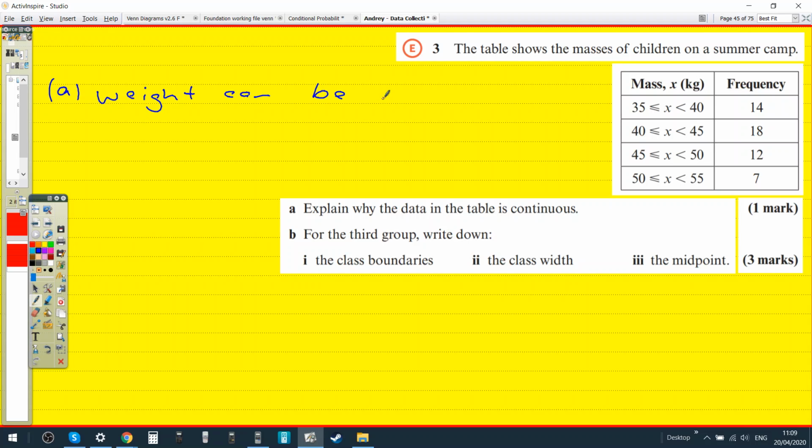Oh, weight can be like exact. Oh, it can be measured more closely. Yes. So weight can be measured more accurately. I'm not sure if that's the best way to put it, so I'll just give an example like kilograms and then grams, and then you could go milligrams, half a gram. B.